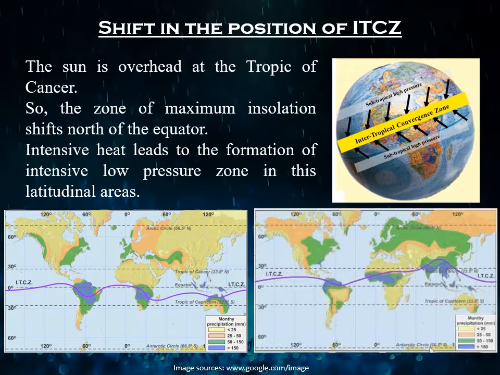According to Skerhag, the change in directional shifting of wind mainly occurs due to the shifting in the position of the ITCZ, that is the intertropical convergence zone.